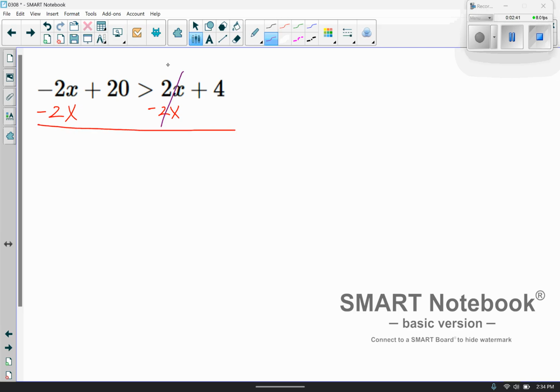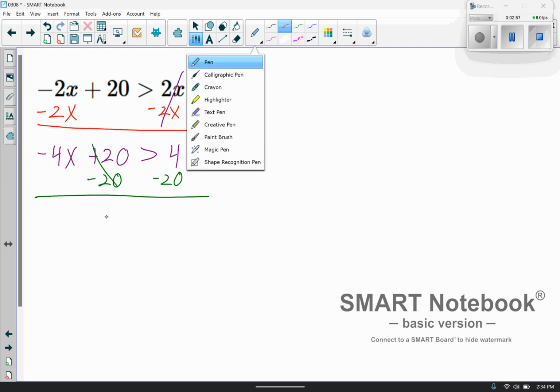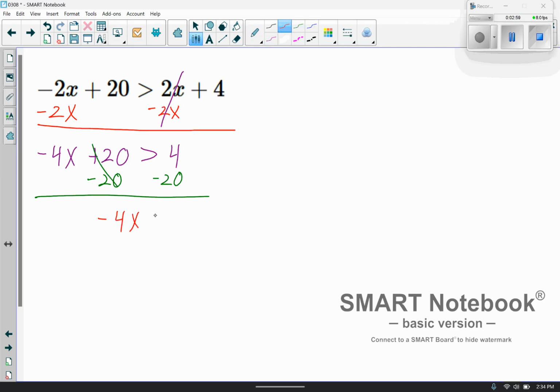So we're going to cancel this out, and I'm left with negative 4x plus 20 is greater than that positive 4. Then we're going to go ahead and subtract 20 from both sides of the inequality. Cancel that out. And that'll leave me with negative 4x is greater than negative 16 when I do 4 take away 20.